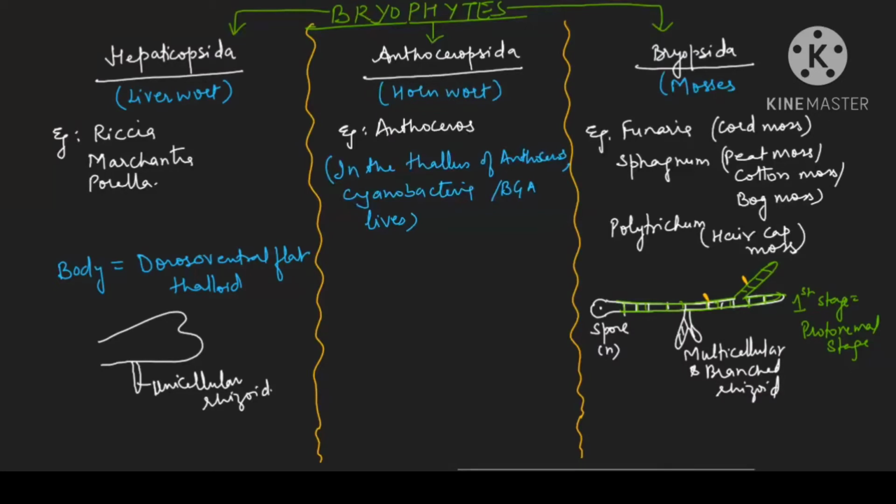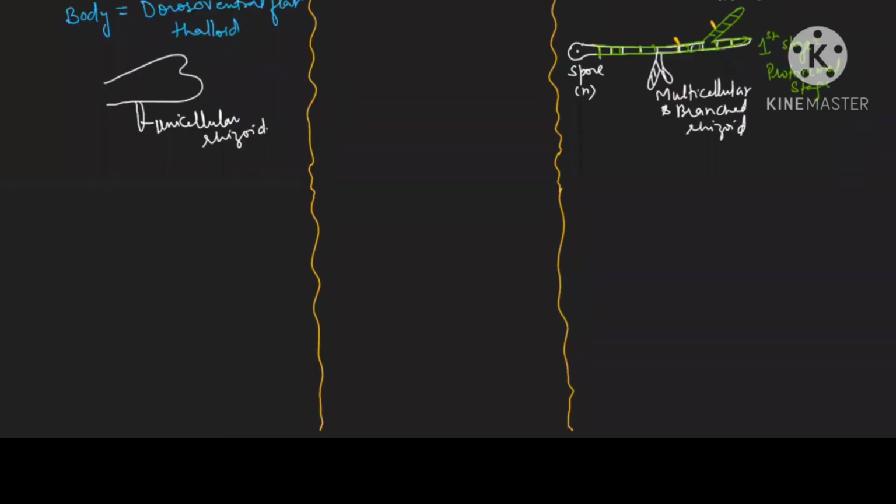Now let me explain the leafy stage. Let us assume this is one piece of the protonema, and this is the bud present here. The bud develops into the leafy stage, which has spirally arranged leaves. Check in your NCERT properly, you will find it. This is the leafy stage, and this is the rhizoid, which is multicellular and branched. So I am drawing it this way. This is your rhizoid, and this is your protonemal stage.